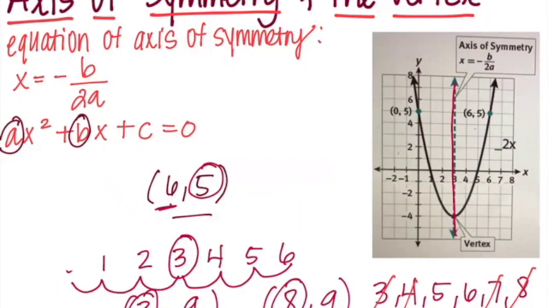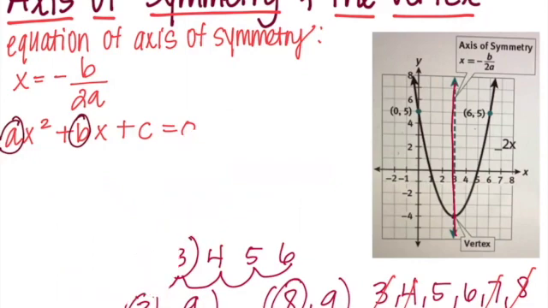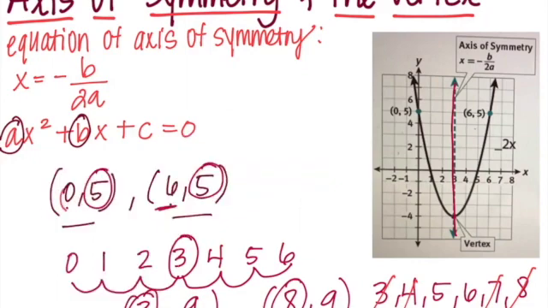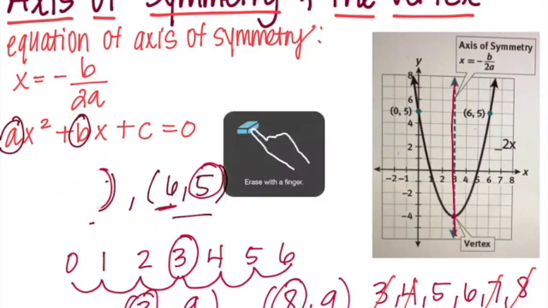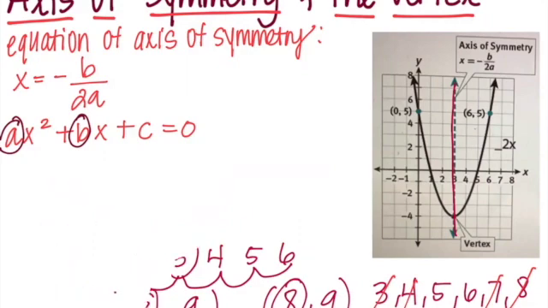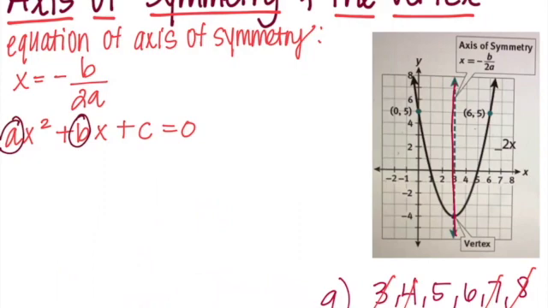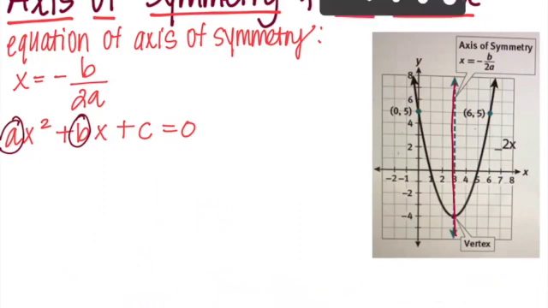All right. We could also find the axis of symmetry by using a quadratic equation and using our formula. So let's go ahead and take a look at that.